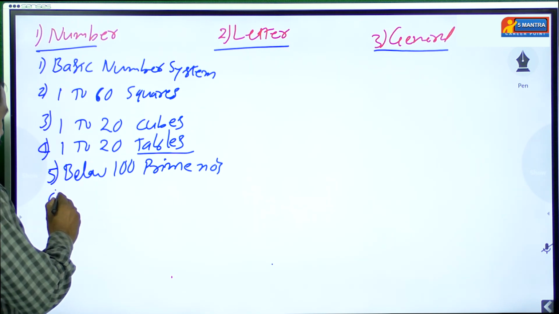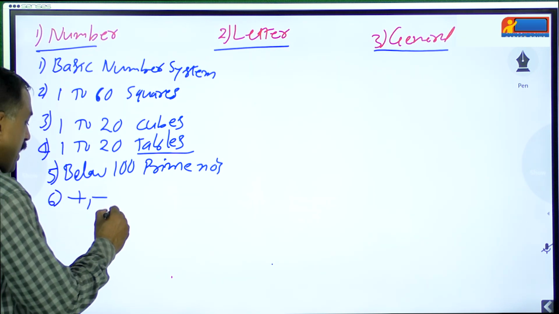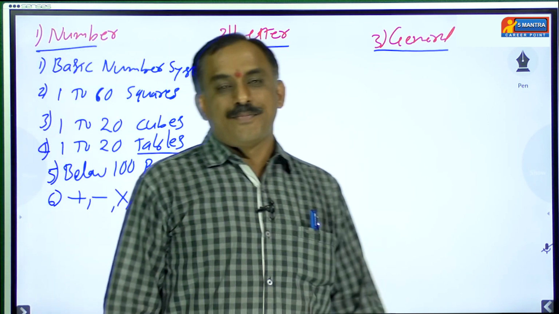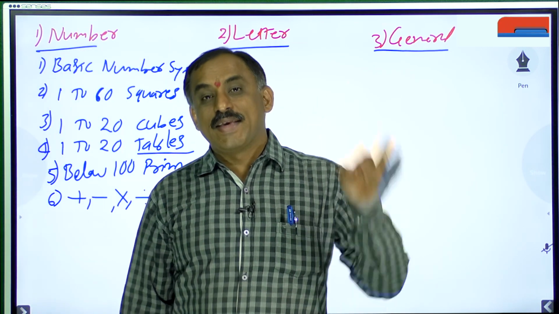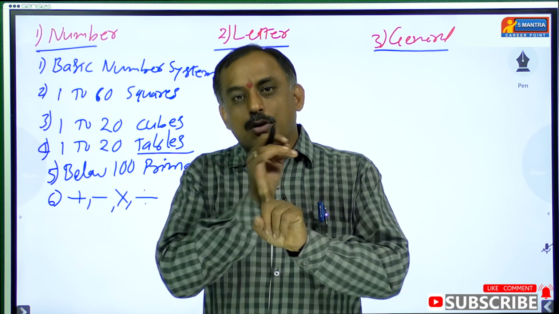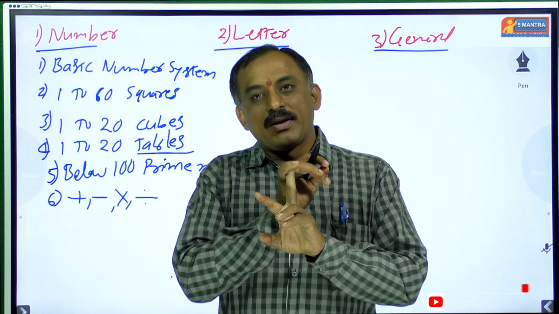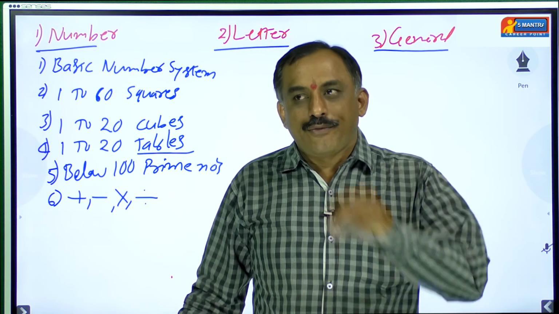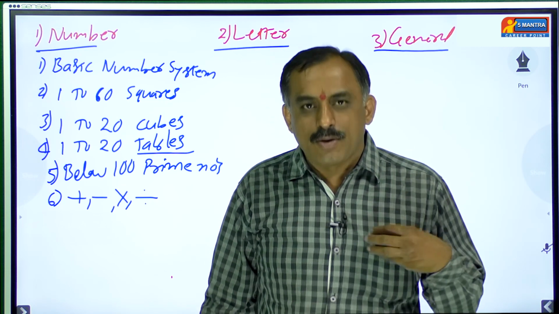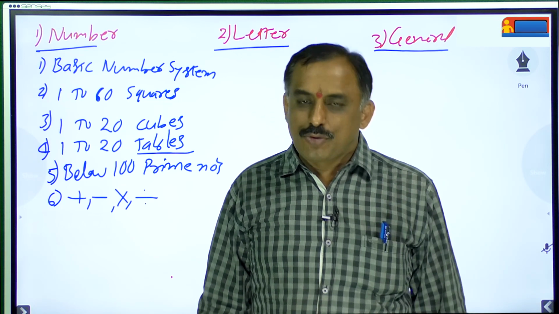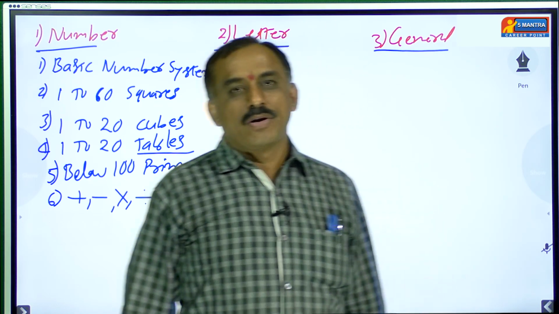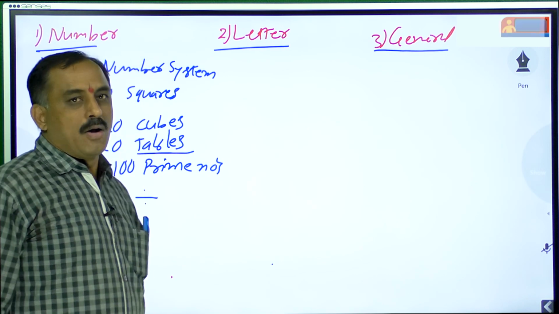Then next one, sixth one. You know addition, subtraction, multiplication and division. You know these 4 operations. But as a competitive student, you should increase your calculation speed. Not only accuracy, calculation time saving is also very, very important. So if you follow the traditional method, you cannot save your time, but we have one wonderful math. That math is known as Vedic math. With Vedic math, you can increase your calculation speed. I will explain all Vedic tips.